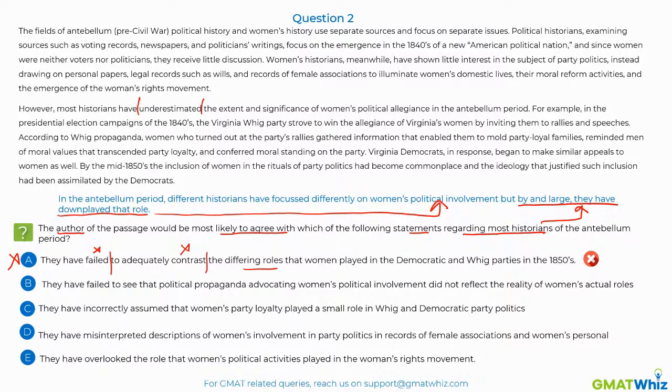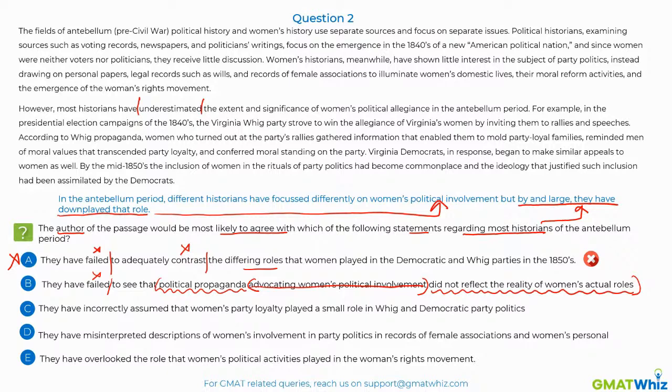So let's see. They means the most historians have failed. Again, I would say failed is a strong word. To see that political propaganda. Now, this part is a modifier, advocating women's political involvement. So I'm going to rule this out. So the choice is, and see how I'm reading the choice, how I'm eliminating the modifiers, how I'm doing things. B says most historians have failed to see that political propaganda did not reflect the reality of women's actual roles.